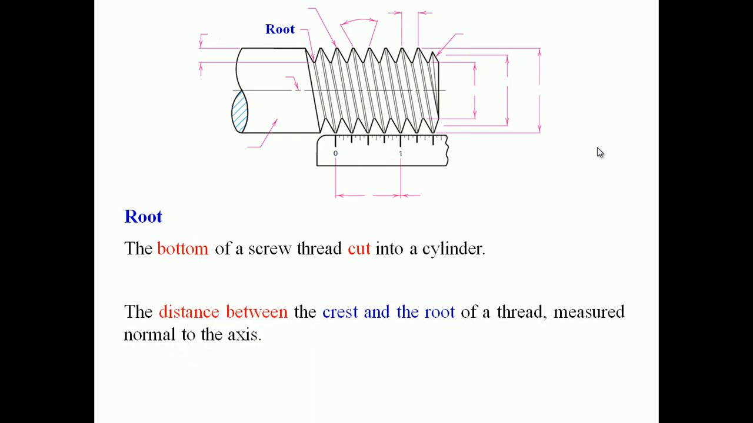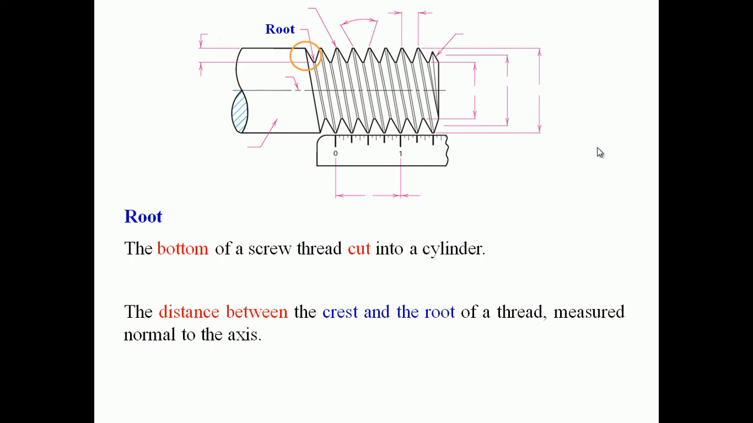So the next one is the distance between the crest and the root. You know what a crest is and what a root is now. Crest means the top surface of the thread. It should be measured normal to the axis. That is very important. You can see one root and one crest in the element or in the thread.